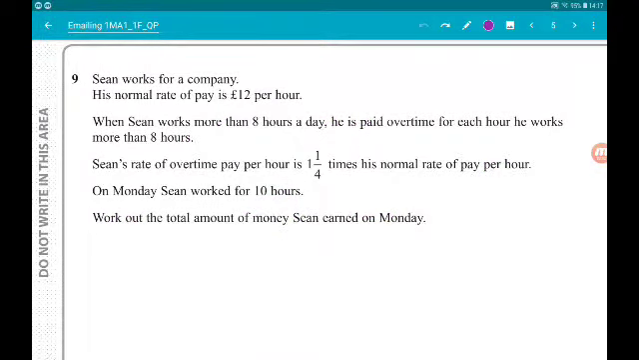Okay, question 9. 4 marks. Sean works for a company. His normal rate of pay is £12 per hour. When Sean works more than 8 hours a day, he is paid overtime for each hour he works more than 8 hours. So if he works for 9 hours, he gets paid 8 times £12 and then 1 hour at the overtime rate. Sean's rate of overtime pay per hour is 1 1/4 times the normal rate of pay per hour. On Monday, Sean worked 10 hours. Work out the total amount of money Sean earned on Monday.